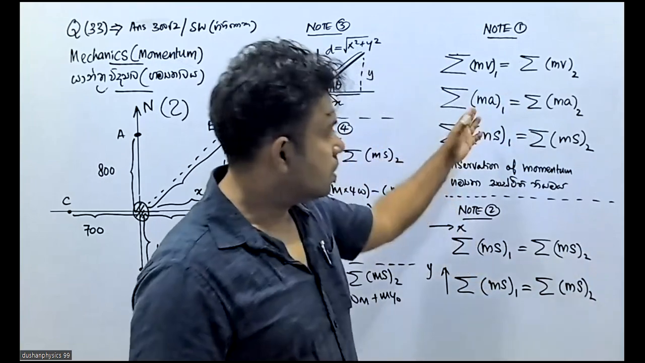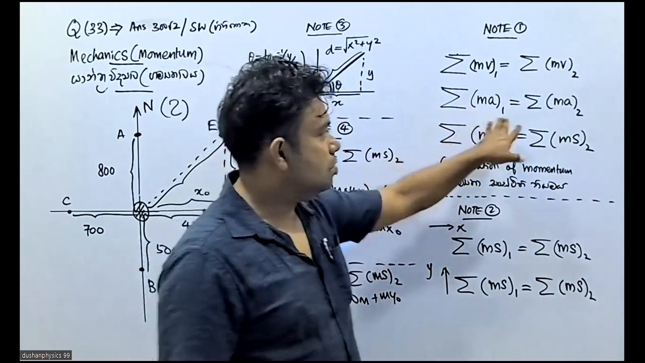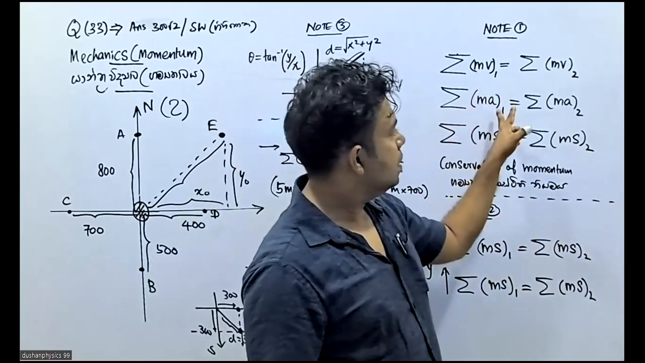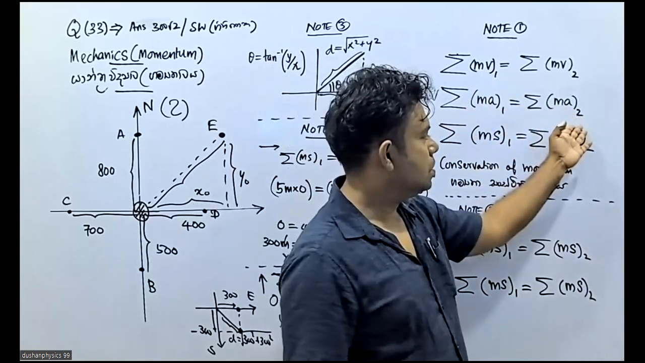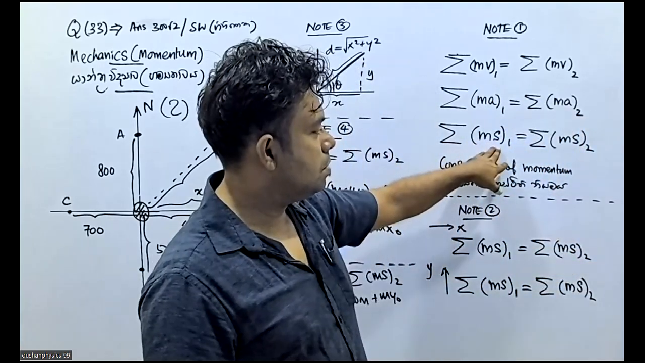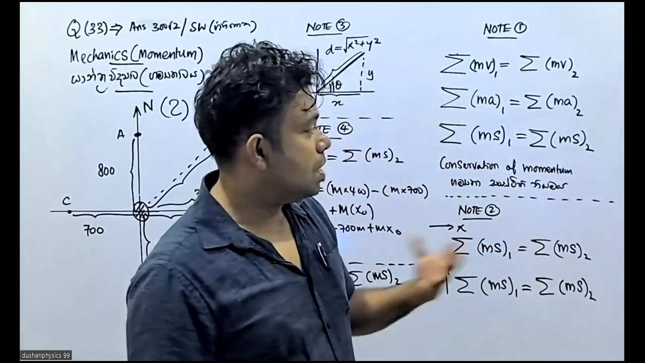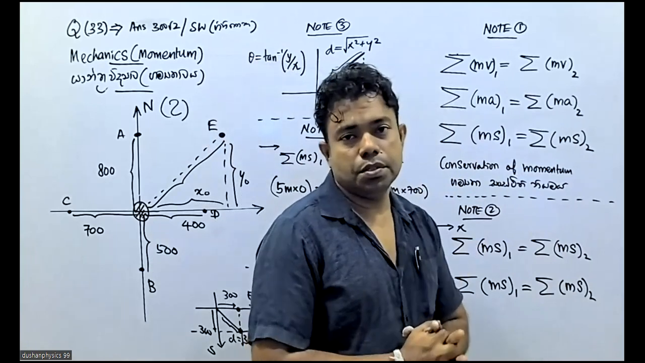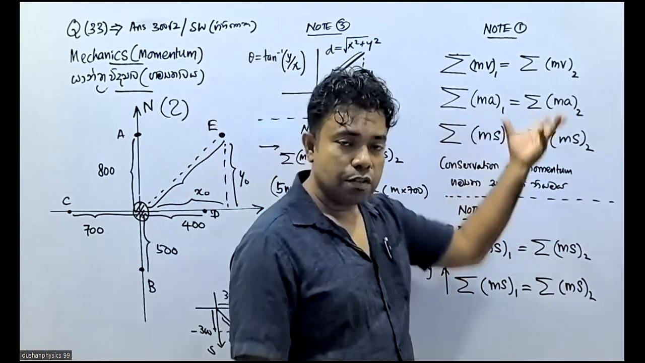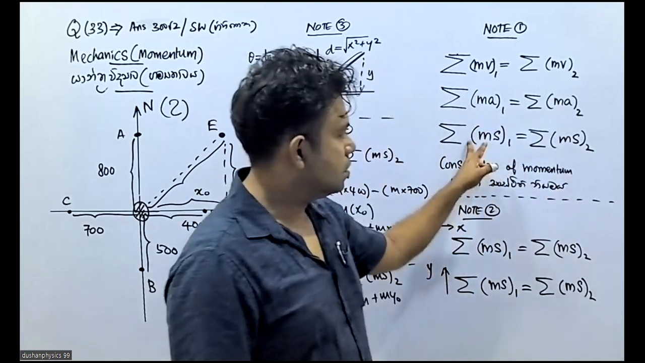There are two other options. You can apply mass into acceleration, where 1 and 2 are the first situation and the second situation. Or else you can use mass and displacement: the first situation, mass displacement multiplication, equals the second situation, mass displacement multiplication.